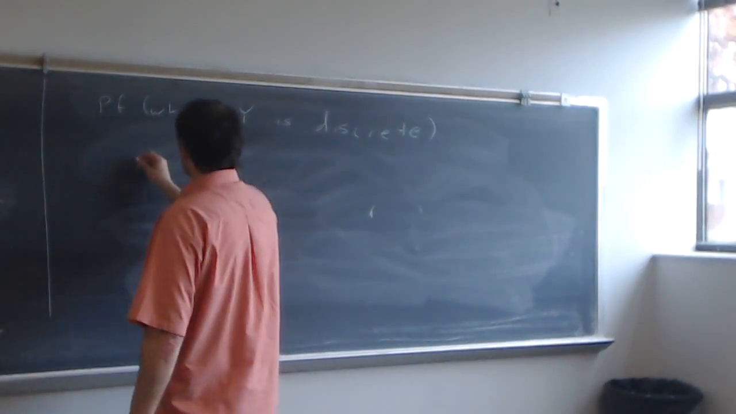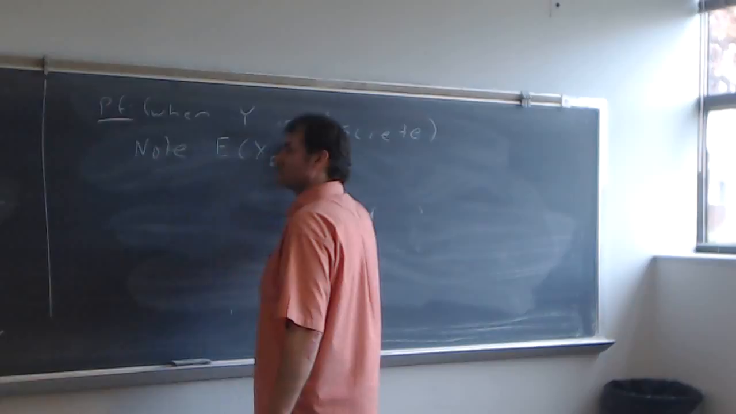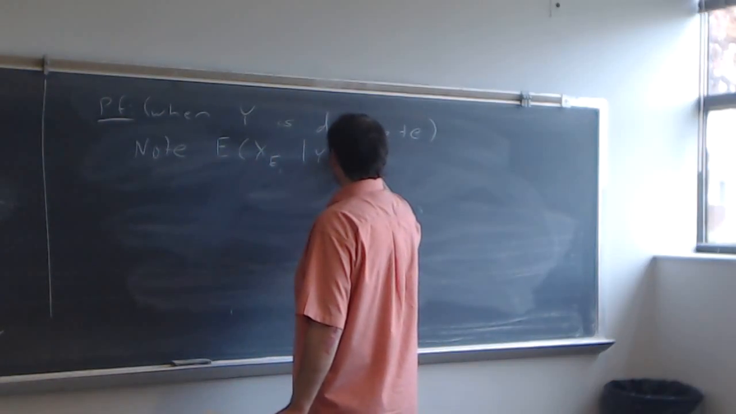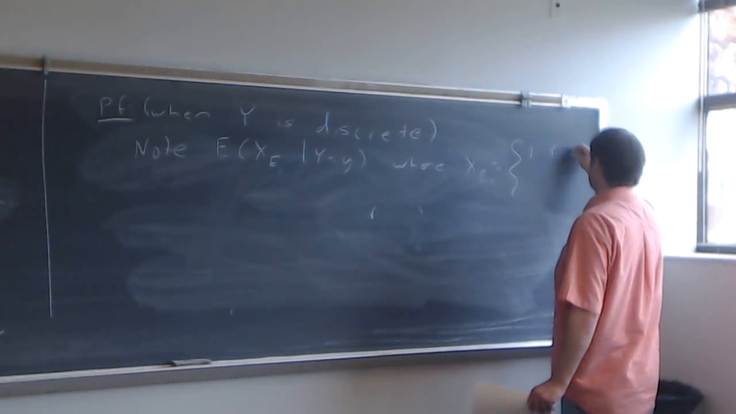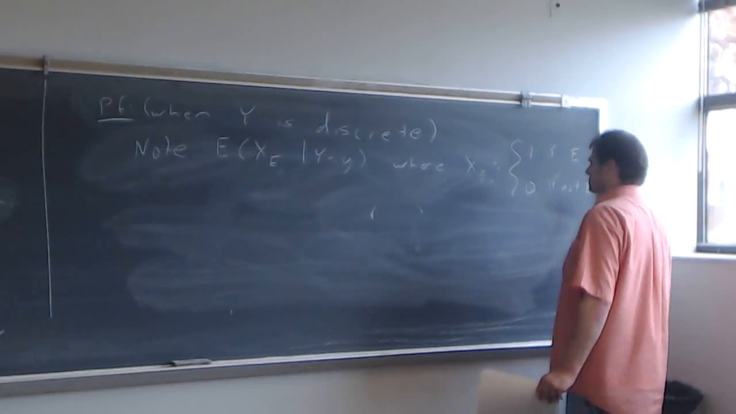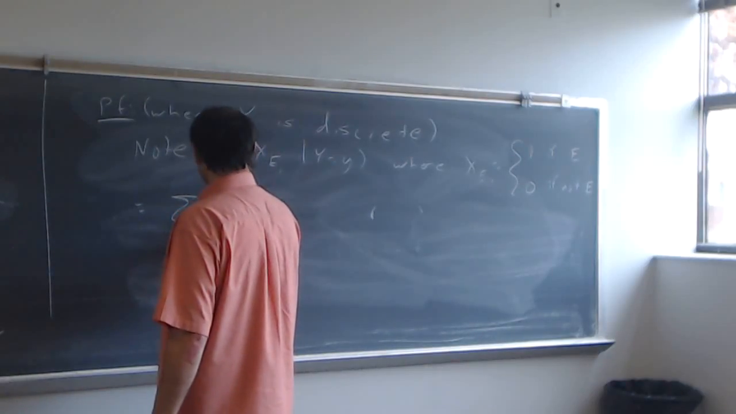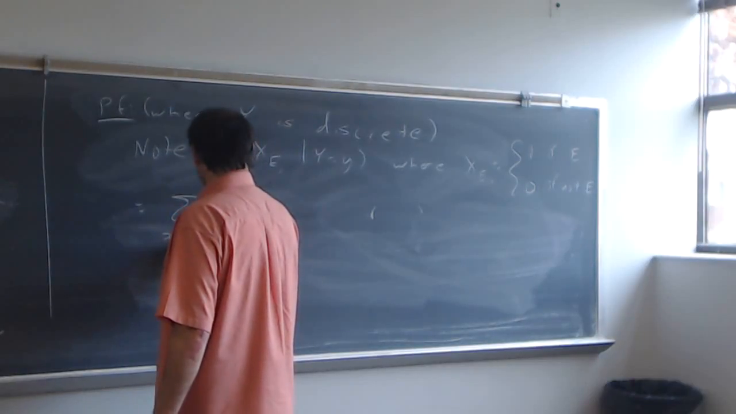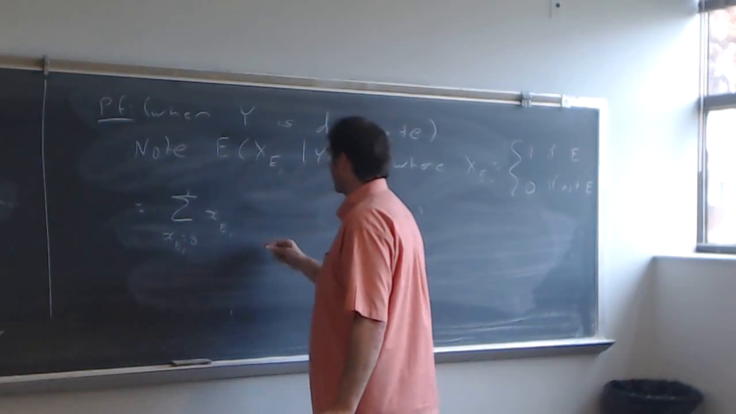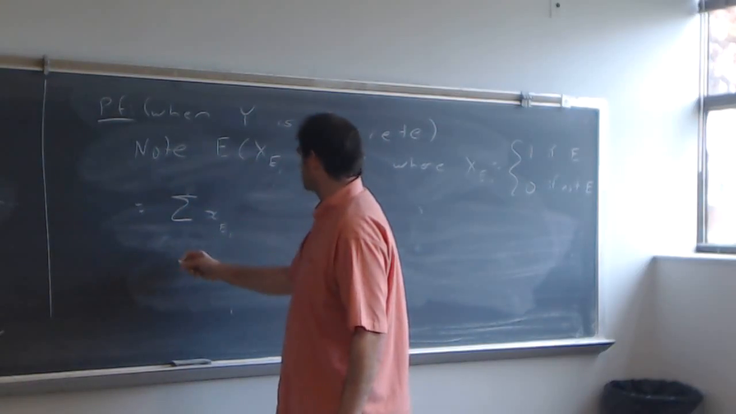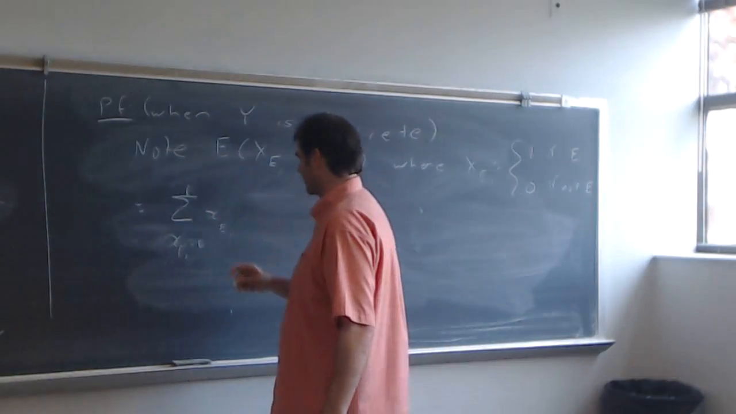Okay. So what we're going to start off with is noting the expected value of X of E sub 1 given Y equal to y, where X of E sub 1 is equal to 1 if E occurs, and 0 if not E, is equal to, okay, so this will be the sum over X of E sub 1 values, which is 0 or 1. I'm sorry, I said y, but that's not right, it's x. That's correct. It's X of E sub 1, running from 0 to 1.